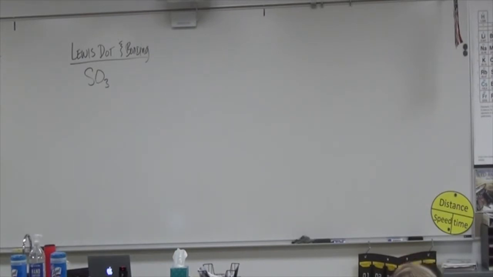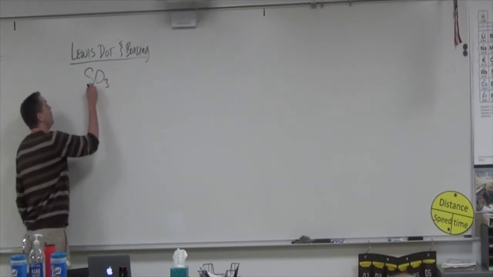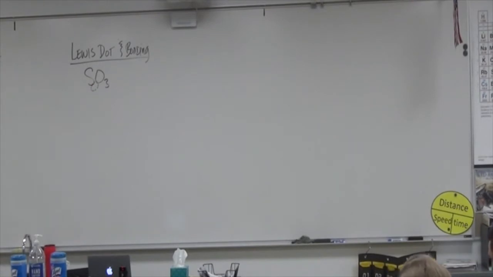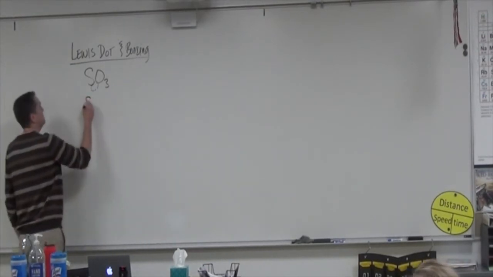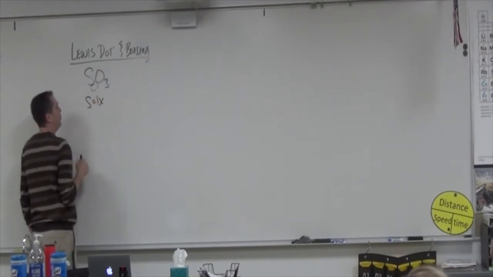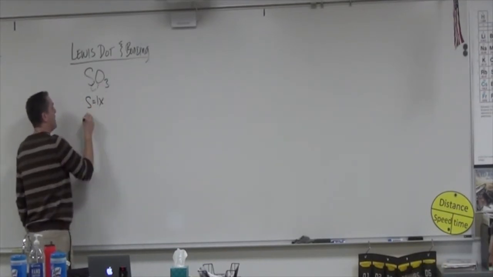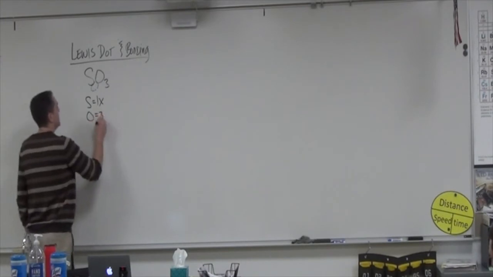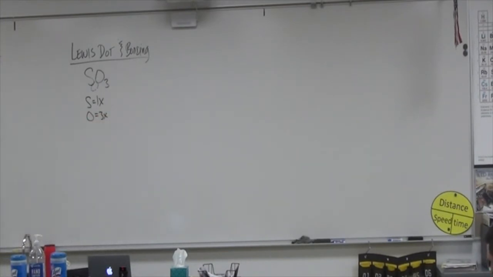All right. Now, we need to understand that if there is no number following the S, it stands for or is assumed to be a 1. So there is one atom of sulfur. So we're going to put 1 times something. Then we have oxygen. How many atoms of oxygen do I have? 3 times something. Well, now I need to look up how many valence electrons they have.